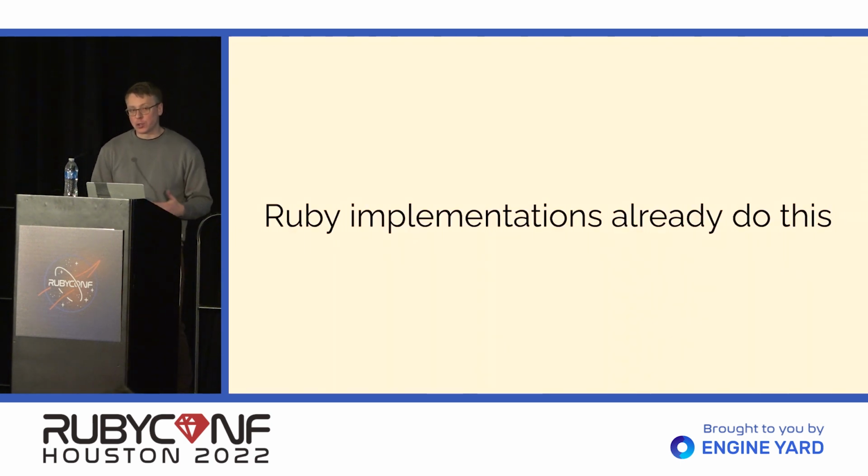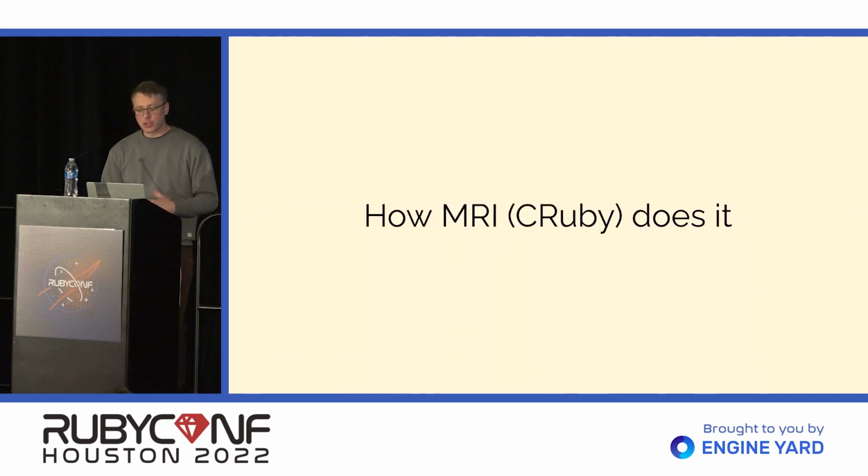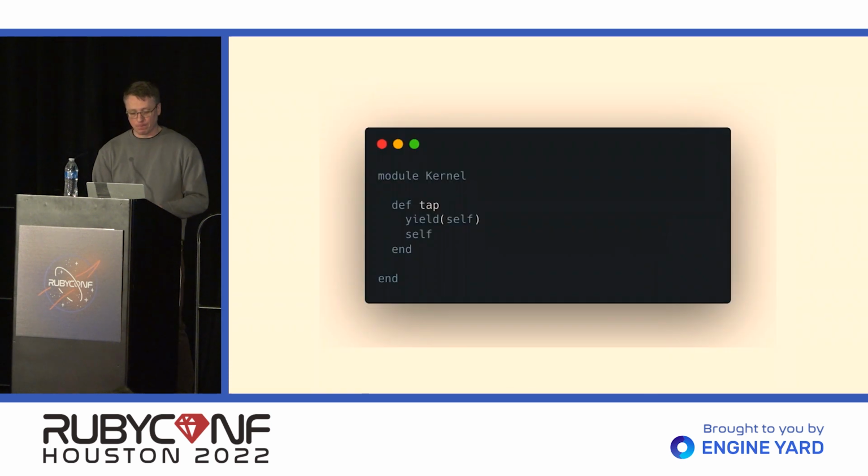Ruby implementations already do this to some extent. MRI, also known as CRuby, does it just a tiny bit at the moment. JRuby does it a bit more, and TruffleRuby does it a bit more still. And we'll talk about Rubinius later, because there's some history here with Rubinius pioneering this technique. So let's talk about how MRI or CRuby does it to a little extent today.